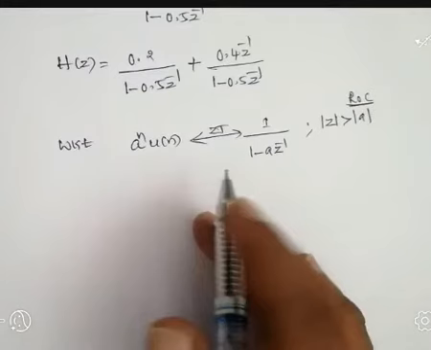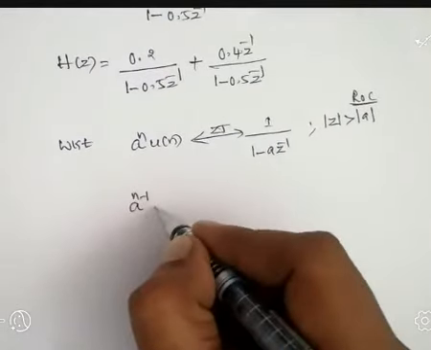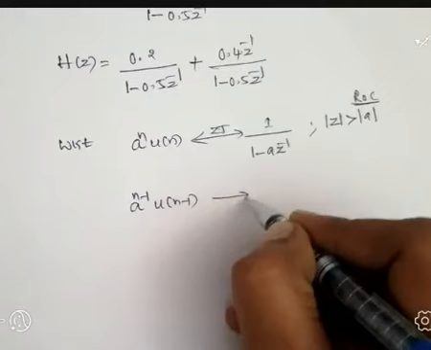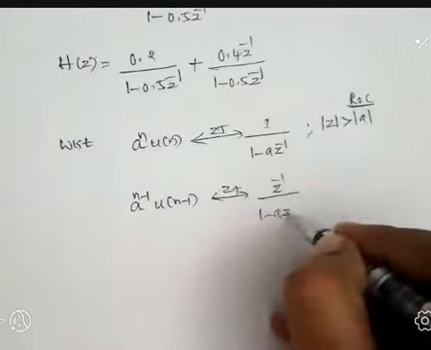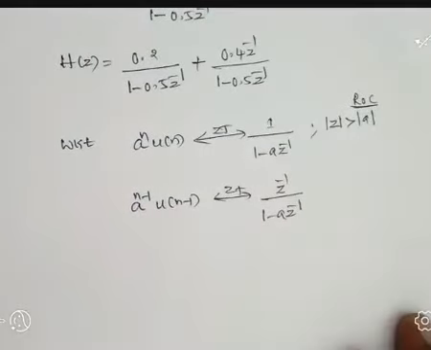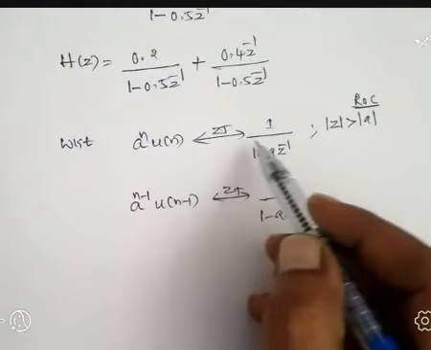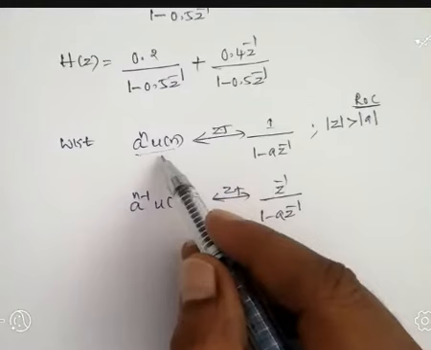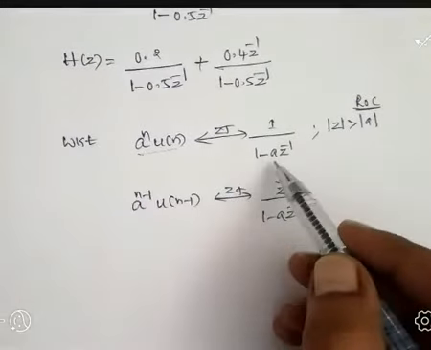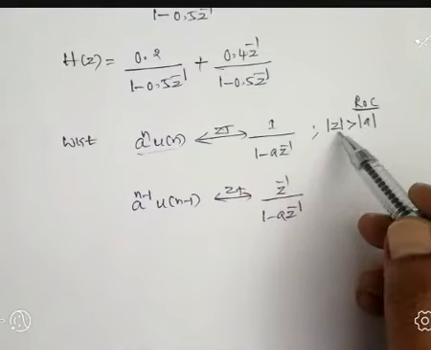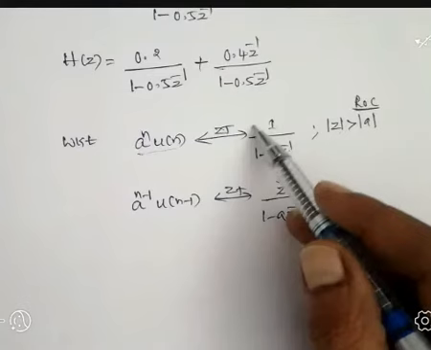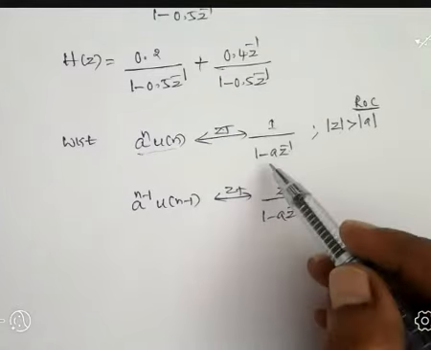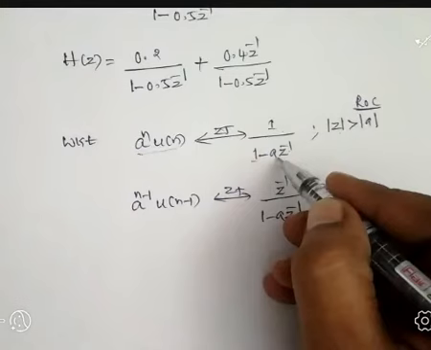Similarly, one more: a to the power n minus 1 u of n minus 1. The ZT pair of this one is z to the power minus 1 divided by 1 minus a z to the power minus 1. These things we already discussed in signals and systems. A ZT pair means that if you calculate the Z transform for these kinds of discrete sequences, we get 1 divided by 1 minus a z to the power minus 1 with ROC mod of z greater than mod of a. Vice versa, if you take the inverse Z transform of this one, we get a to the power n u of n.